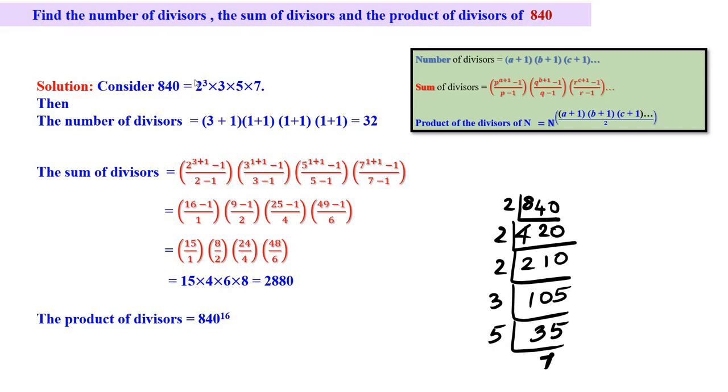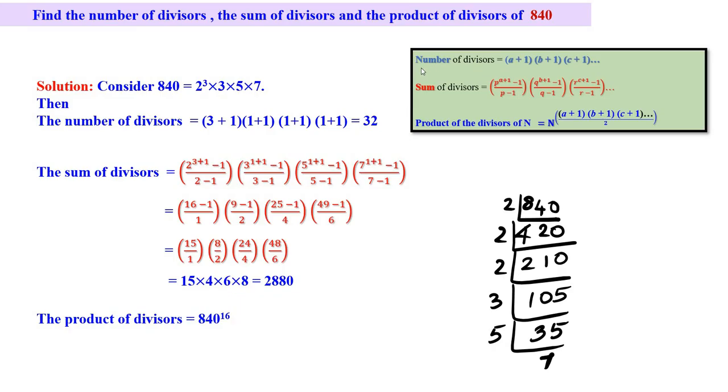Given this number, our first step is to write it as a product of prime powers, for which we know the procedure. We consider 840 and divide it by 2. You keep on dividing, and after this step, when you divide it by 3, you get this, and then 5, then 7. So you can write 840 as 2 cube into 3 into 5 into 7. These are the prime numbers.